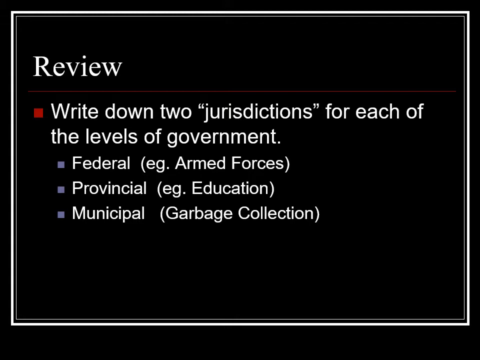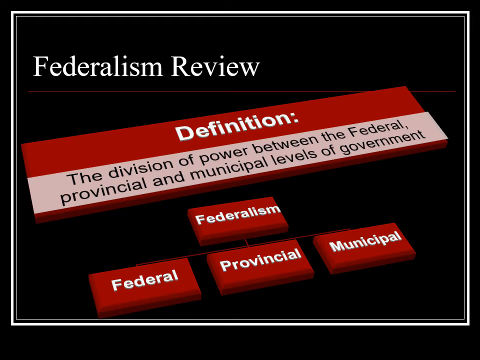As a review, write down 2 jurisdictions for each of the levels of government: federal, provincial, and municipal. As discussed previously, federalism is the division of power between the federal, provincial, and municipal levels of government. The federal government looks after things like national defense. The provincial level of government oversees areas like education. And municipal government manages things that affect your daily life, like garbage collection and the running water provided to your home.